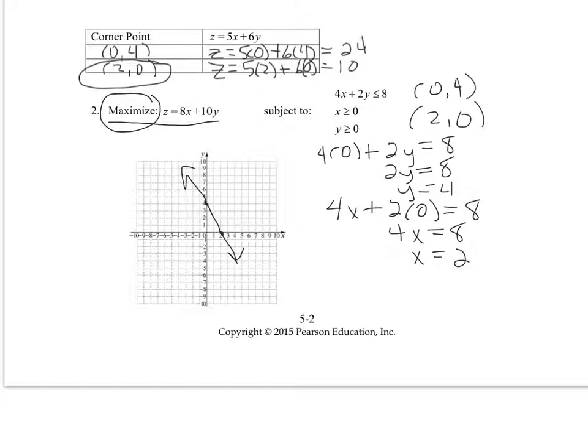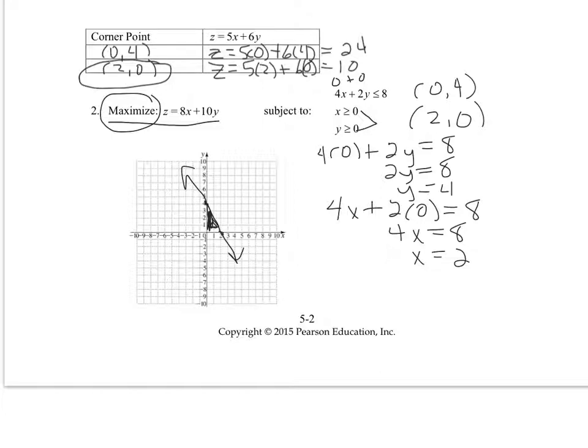And I have to determine where my shading needs to occur. So if I use 0, 0 as my test point, if I put in 0 for x and 0 for y, 0 plus 0 is 0, and is that less than or equal to 8? The answer is yes. So that means I need to shade this part in here. This is what tells me I'm in the first quadrant. So this is my bounded region. Now, since it is bounded, that means that the possibility for a maximum does exist.